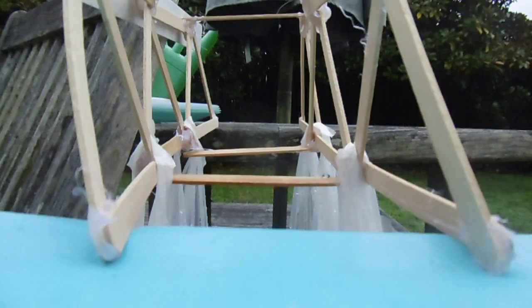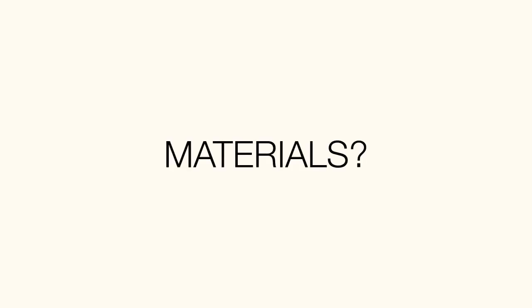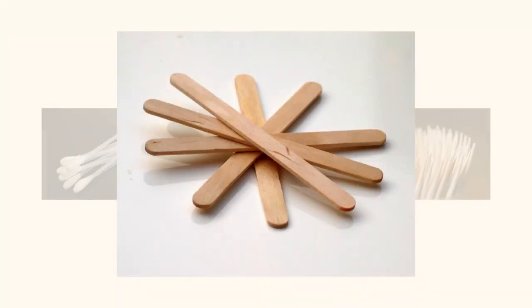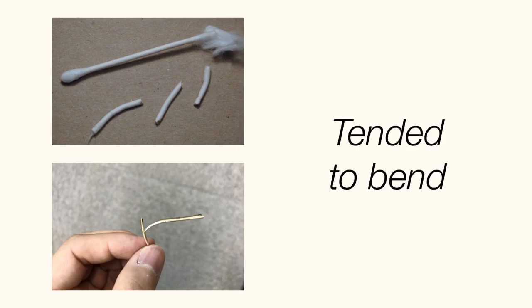For our second experiment, we decided, hey, why not build a truss and keep adding weight to it until it breaks? But before we could create our truss, we had to decide what material we were going to use. We had a couple of options such as cotton swabs, pencils, maybe even toothpicks, but we decided to go with popsicle sticks. We found that the structural integrity of cotton swabs and toothpicks was just too low, as they tend to bend when any force is applied to them.